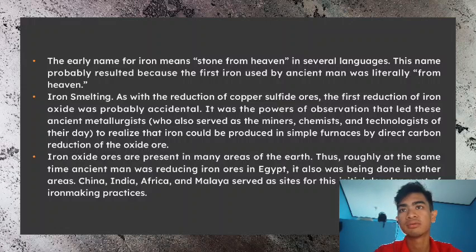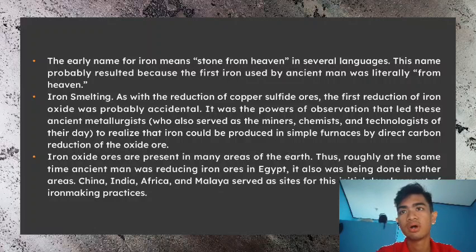Meteorites weighing from a few ounces to tens of tons have been falling on the earth since its beginning. The meteorites frequently contain large quantities of metallic iron, and the first iron used by ancient man was from this stone from heaven. The first iron extracted from the naturally occurring iron oxide deposit could have resulted from primitive man building a wood fire at the base of some windswept cliff.